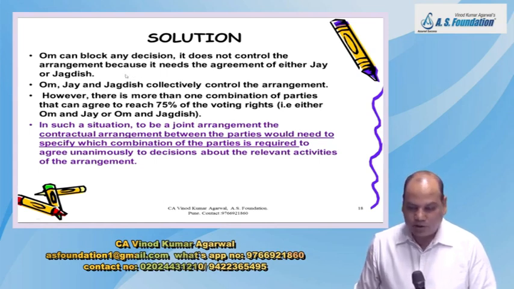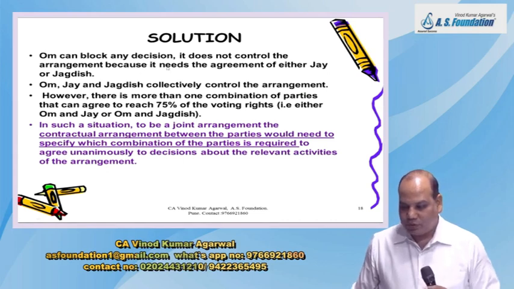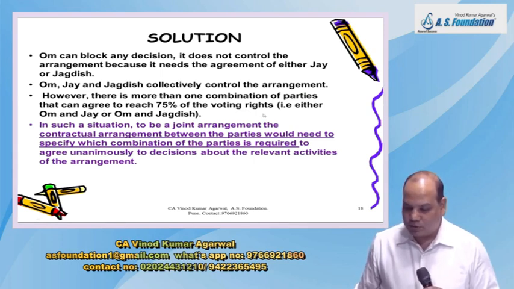So how will you write the answer in the exam? Om can block any decision. It does not control the arrangement because it needs the agreement of either Jai or Jagdish. Om, Jai and Jagdish collectively control the arrangement. However, there is one more combination of parties that can agree to reach 75% of the voting rights, either Om and Jai or Om and Jagdish.